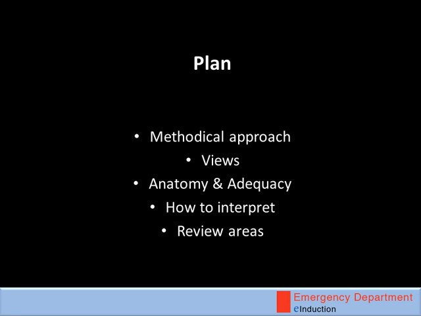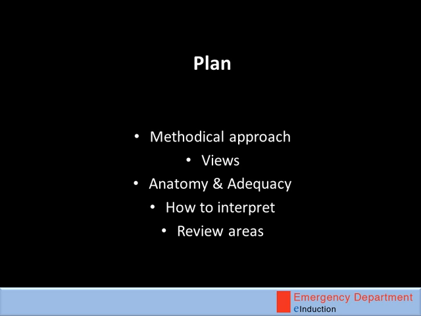This is the second of 3 C-spine presentations. Before completing this module you should have watched an introduction to C-spine injuries in the emergency department and know when we should be ordering X-rays. During this presentation we aim to cover an approach to interpreting X-rays. We'll look at the different views which make up the standard C-spine series.